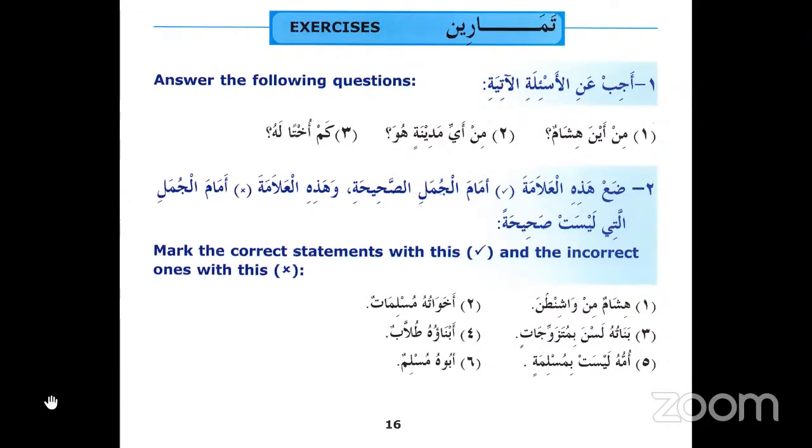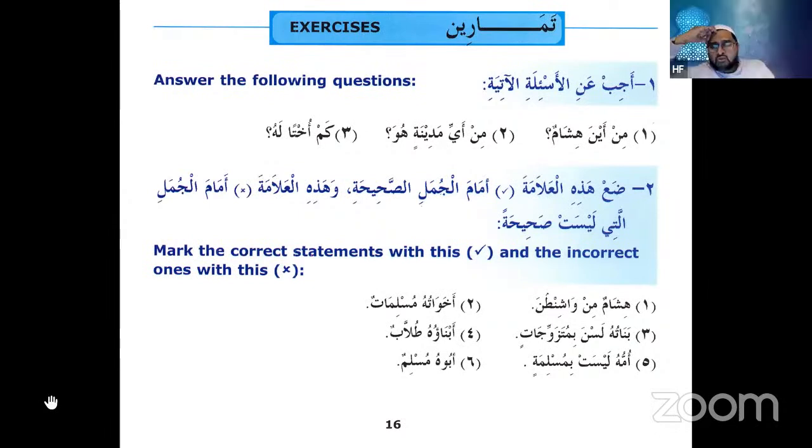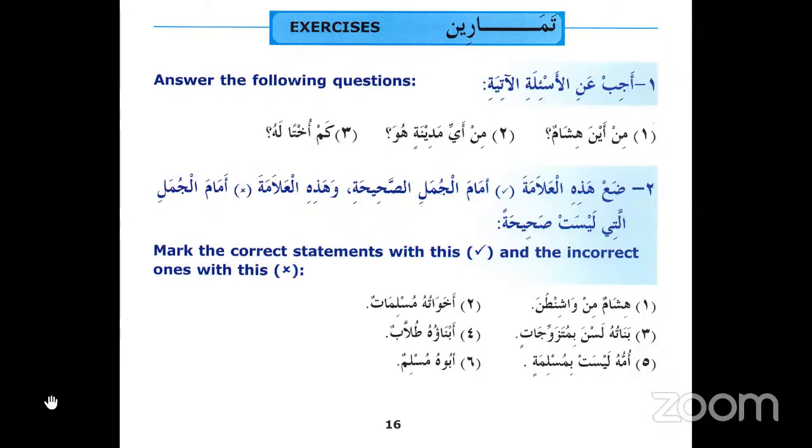Akhawatuhu muslimatun. Is his sisters Muslim? Yes. Akhawatuhu muslimat. Yes, they are Muslim sisters. Okay. Next one. Number 3.